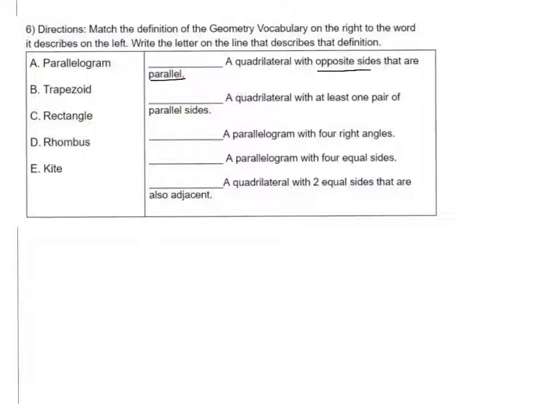So I'm going to keep going, and I'm going to read the rest to see if I can make a better decision. The next one says a quadrilateral with at least one pair of parallel sides. So I know that's talking about the only one that has at least one or only one, and that's B, trapezoid. And I'll cross this one off. See if you can go ahead and find the best definition for each of these that matches best.